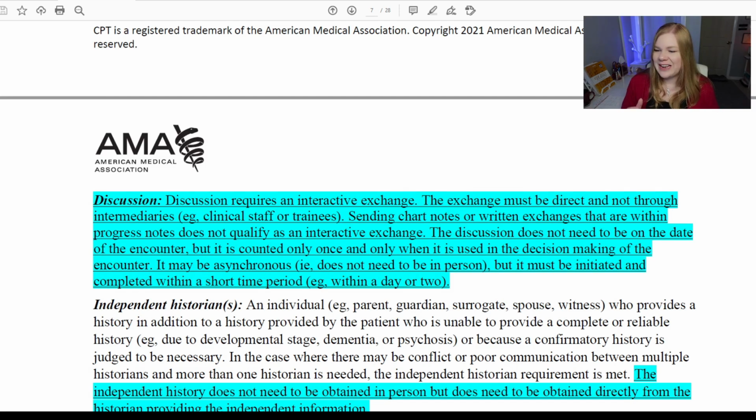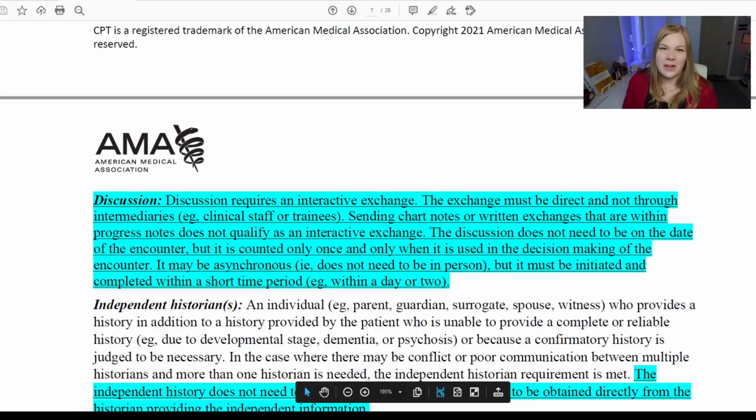The discussion does not need to be on the date of the encounter, but it is counted only once and only when it is used in the medical decision making of the encounter. It may be asynchronous, meaning it doesn't happen like a phone call where we're having the back and forth right away, but it must be initiated and completed within a short period of time, like within a day or two. So again, if you're sending an email out to communicate, you'd want to get that email back within a day or two. And it has to pertain to the medical decision making for what is being treated for that day and appropriately documented by the provider.